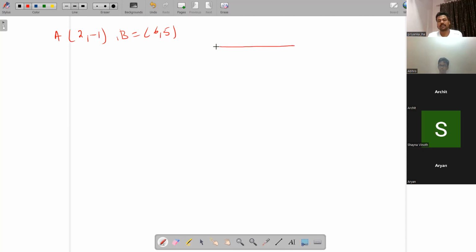This line segment is AB. The question asks to find the ratio in which the foot of the perpendicular from (4, 1) divides it. Suppose this is the point (4, 1). You just have to drop a perpendicular on this line, and the point where this perpendicular meets AB is called the foot of the perpendicular. You have to find in which ratio this foot of the perpendicular will divide AB. Use the section formula. Find it.